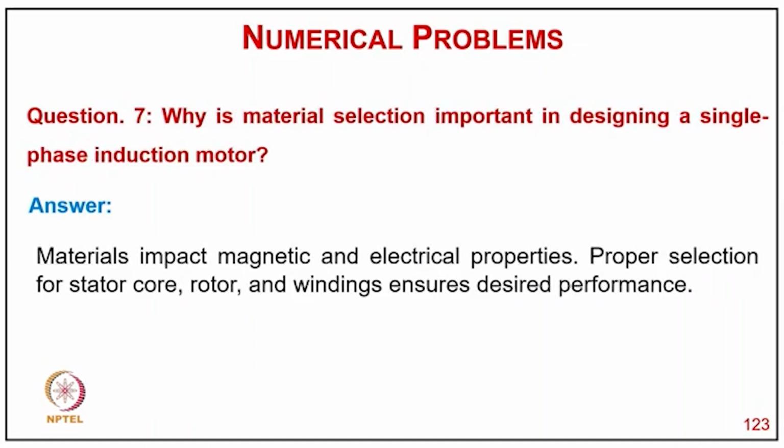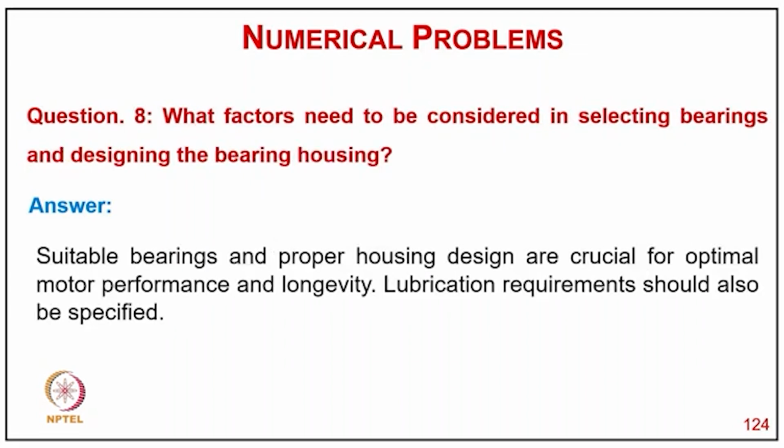Question 7 is why is material selection important in designing a single phase motor? Material impacts the magnetic and electrical properties. Proper selection of stator core, rotor, and winding ensures desired performance. Question 8 is what are the factors to be considered in selecting bearings and designing the bearing housing? The suitable bearing and proper housing design are crucial for optimum motor performance and longevity, and lubrication requirements should be specified.